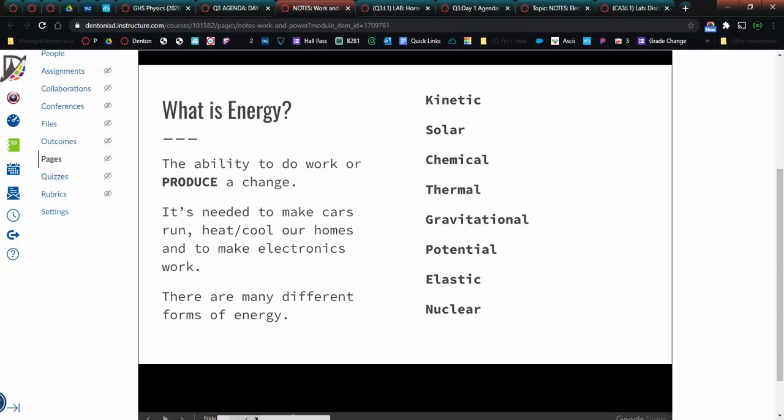So potential means stored energy. It doesn't mean that you're using it right now, but you might use it in the future. And so a good example of gravitational potential energy is actually water. Like the water that comes out of your faucets or the water that we use for our toilets. That's actually stored in the water towers.